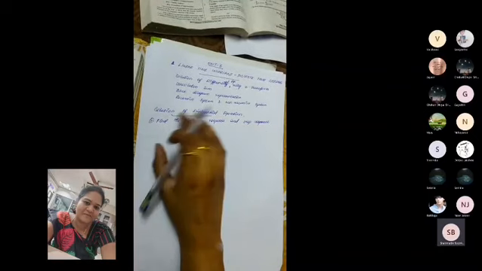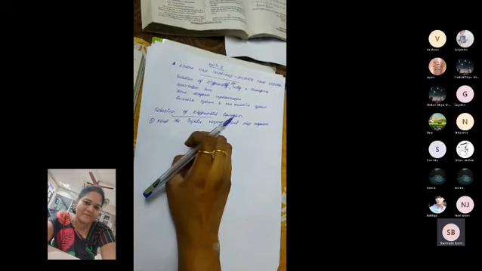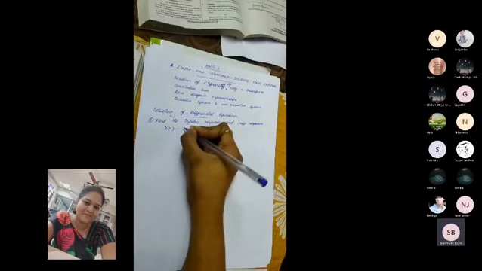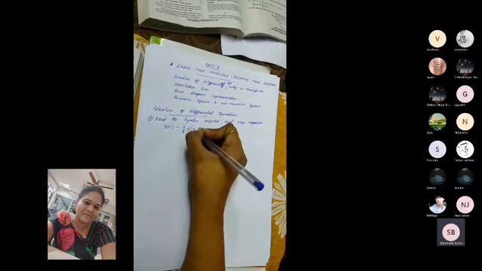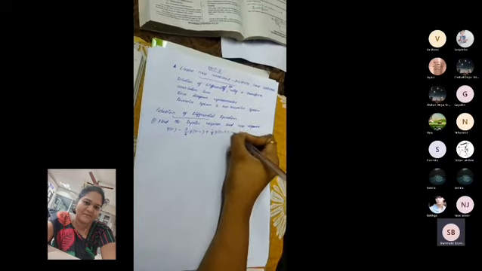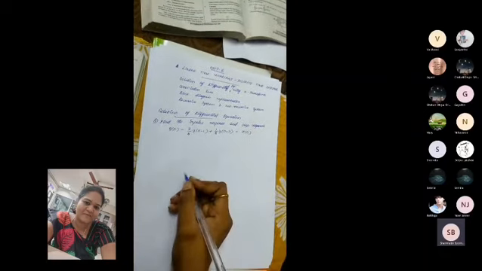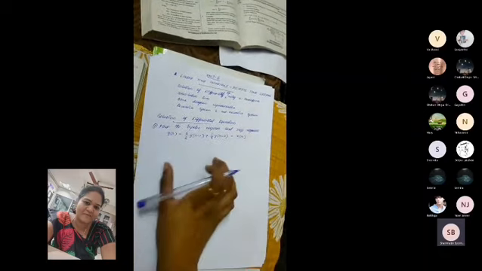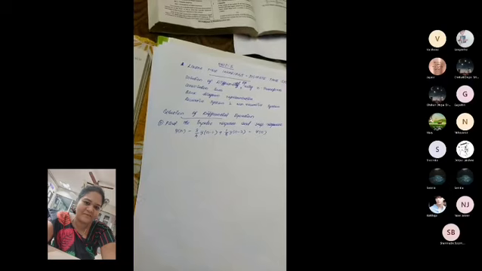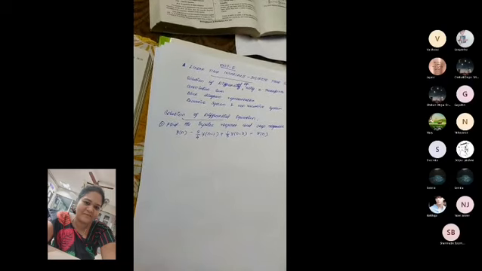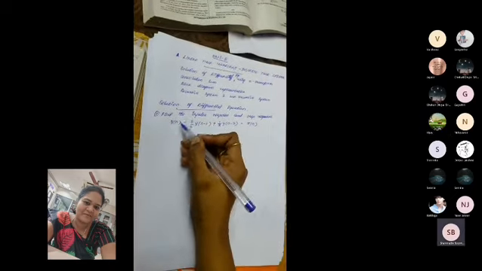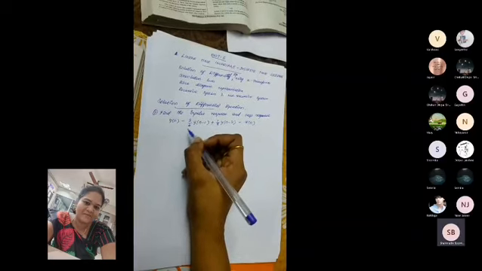Fine. So first problem, find the impulse response and step response. Take down the question: y of n minus 3/4 y of n minus 1 plus 1/8 y of n minus 2 is equal to x of n. For this you have to find the impulse response and step response. What is meant by response? Output. So you have to find y of n.